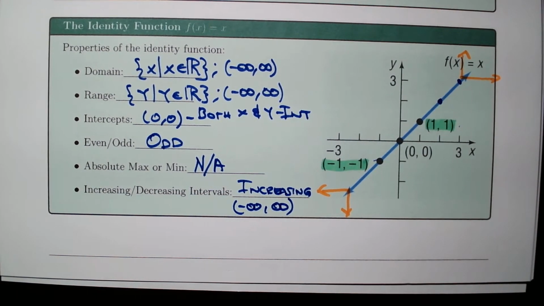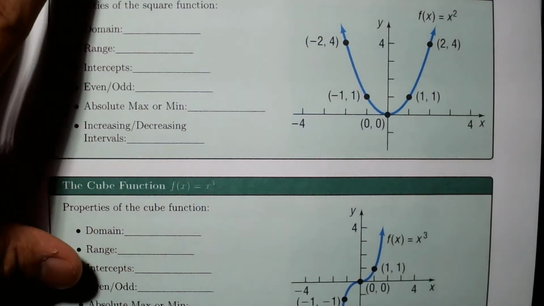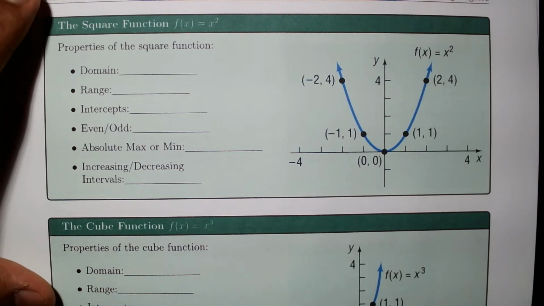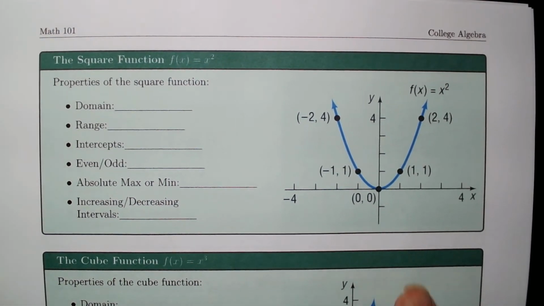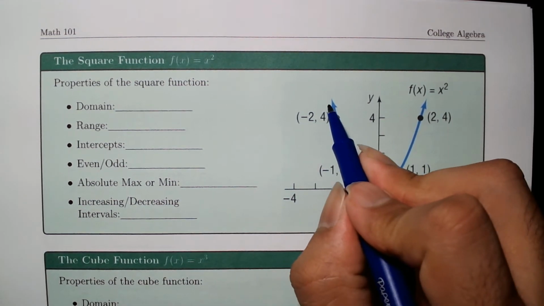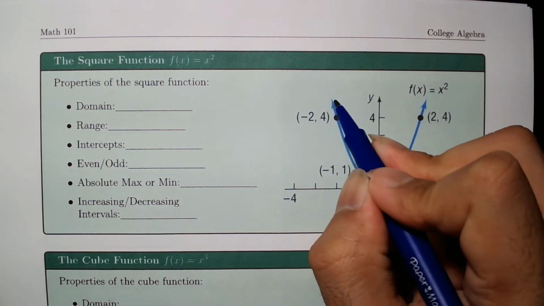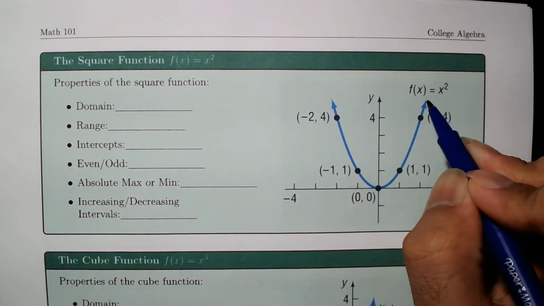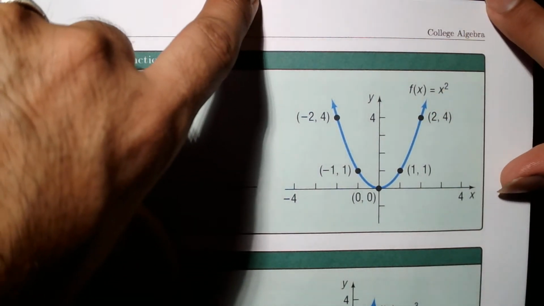Alright, let's look at the next type of function. So for the next type of function, we have the square function, f(x) = x². Okay, first of all, let's determine the domain. Again, like I mentioned earlier in the previous example, we have this arrow, and that arrow as well implying that the graph goes on forever.